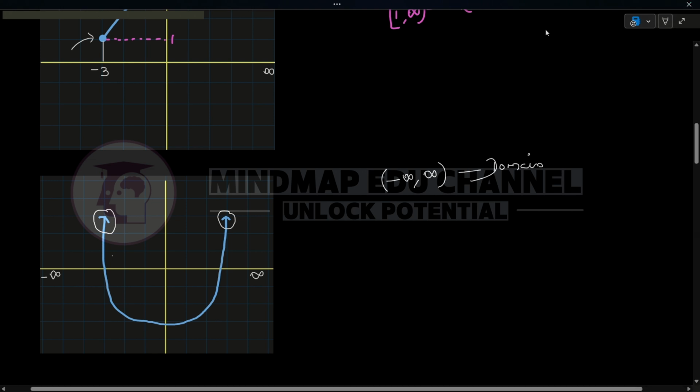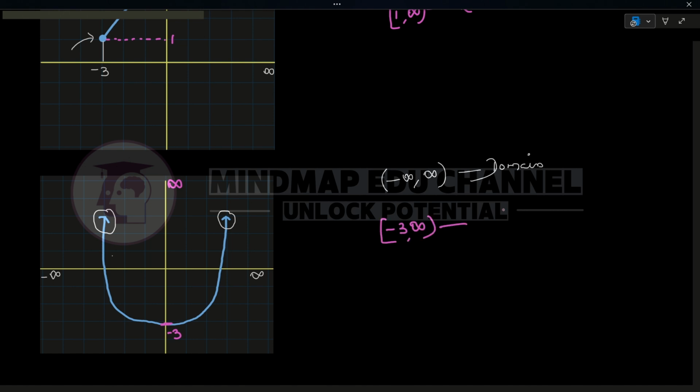Now what can you say about the range? The range is found from the y values. So the lowest y value here is minus 3, which is included. And what can you say about the highest y value? See, the arrows are towards plus infinity. So it will be from minus 3, that is included, to infinity. And this is range.